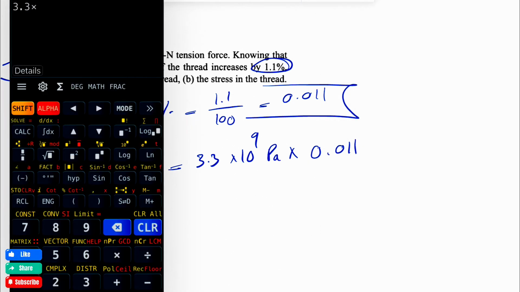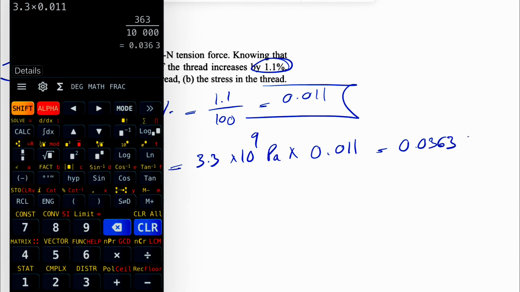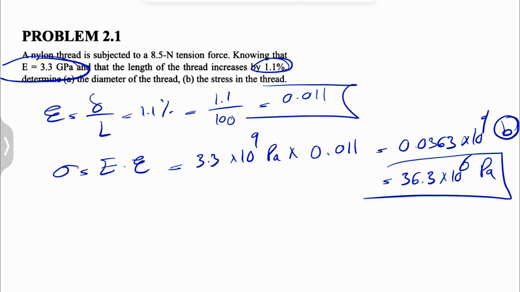So 3.3 times 0.011, it's going to give us 0.0363 times 10 to the 9, or we can write it down as 36.3 times 10 to the 6 pascal. So we found the stress, which was what the question is asking in the B part.